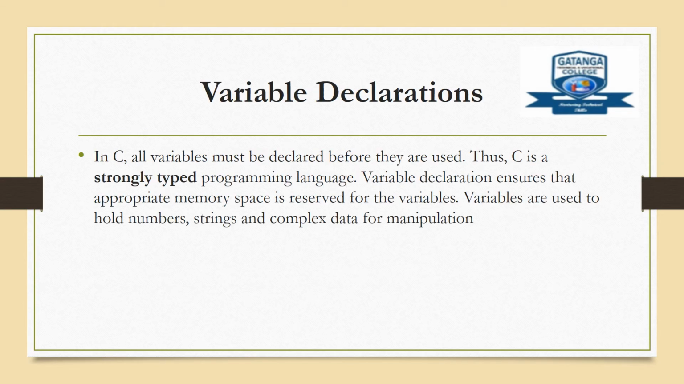The other element is variable declarations, and we normally say that variables are used to hold numbers, strings, or even complex data for manipulation. All these are what we call data types. So the variables in this case ensure that appropriate memory is reserved for the variable. And remember, a variable, we said, is actually an entity which is subject to change in a program.